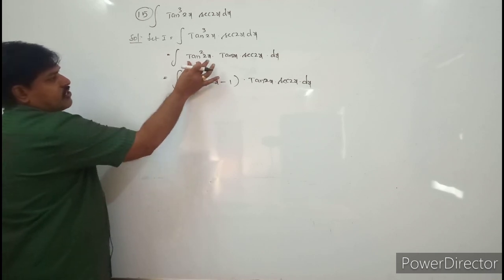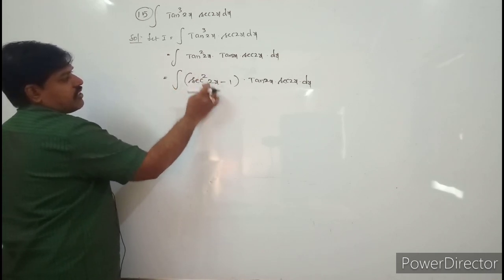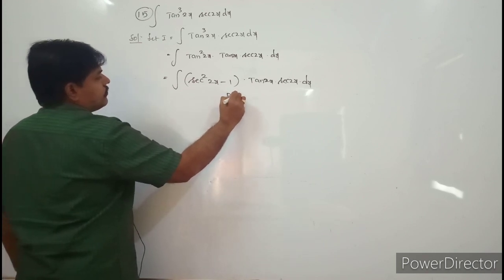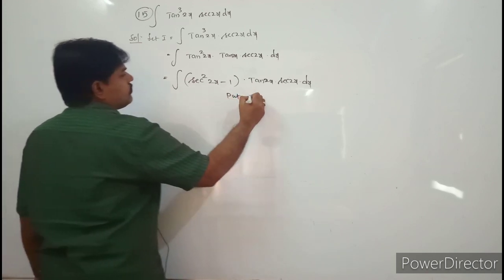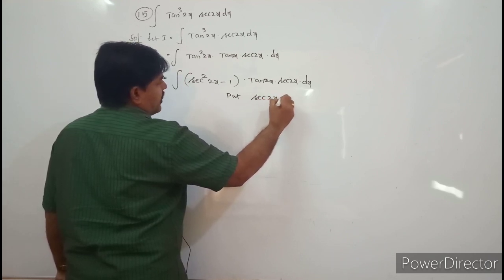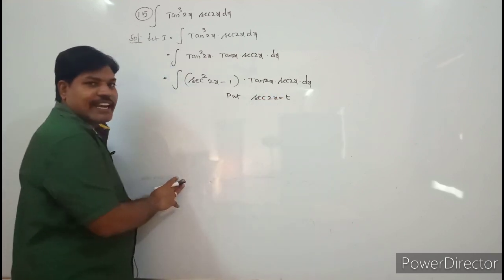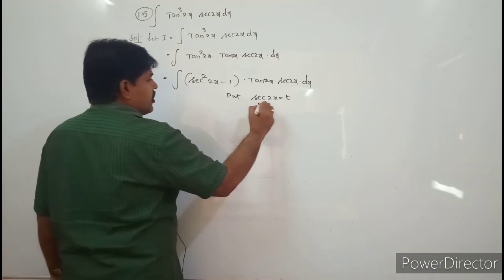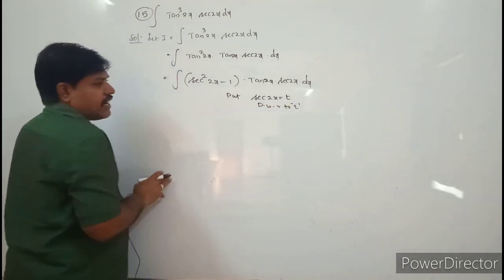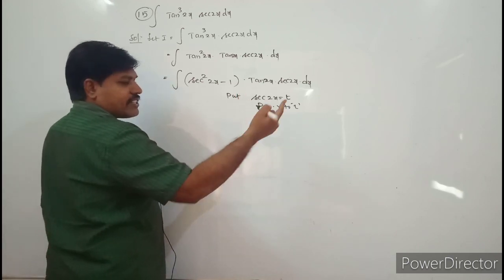So see that one, tan square theta I am written as secant square theta minus 1. So here what we will take is, put secant 2x is equal to t. Differentiate with respect to t. What is the secant derivative? Secant derivative is secant x into tan x.